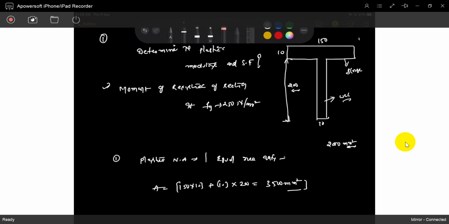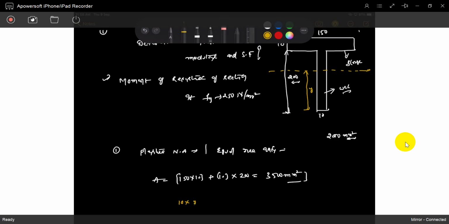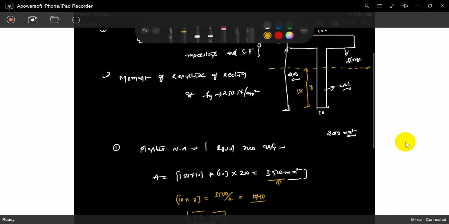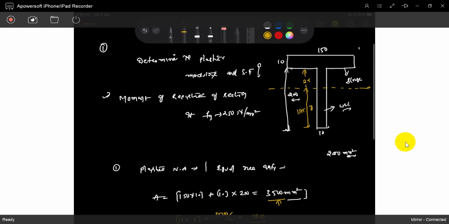So maybe the axis is somewhere here. Where it is, we don't know. So exactly you have to find out that y. How can you find out y? 10 into that y should be equal to half of 3500, divided by 2, that is 1750. So y is 175. How simple you can find? Y is 175. That's it. This is 175, this is 25. So that is the plastic neutral axis. How simple to find out the plastic neutral axis? Exactly, it divides the area equally.